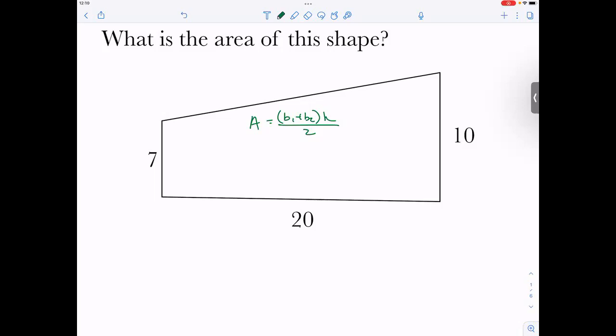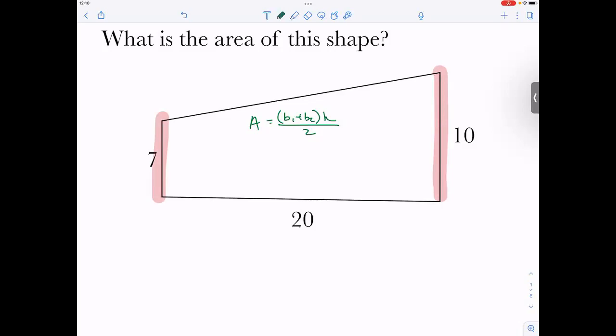Okay, so now my secondary concern is, do you know what base 1 and base 2 are here? Base 1 is, you can do 10. And if you do base 1 is 10, the base 2 would be 7. So these are the two bases because we kind of put the trapezoid sideways. So make sure you know how to tell the base 1 and base 2.